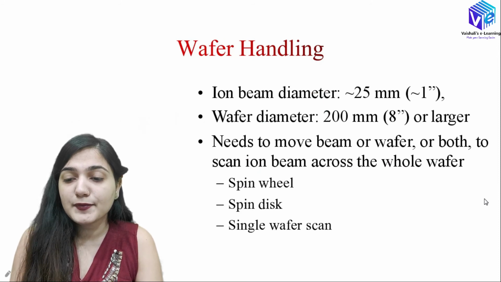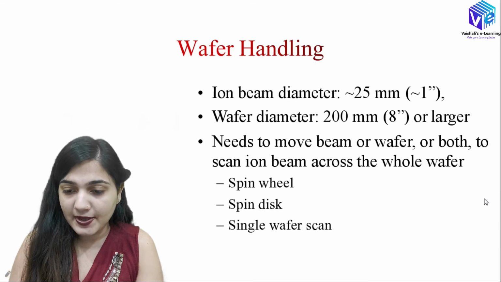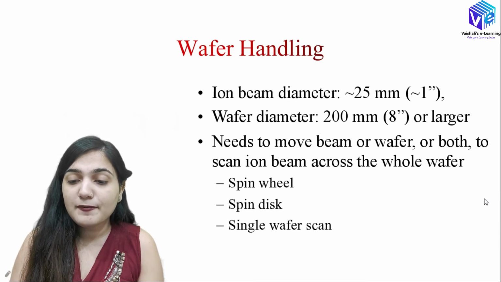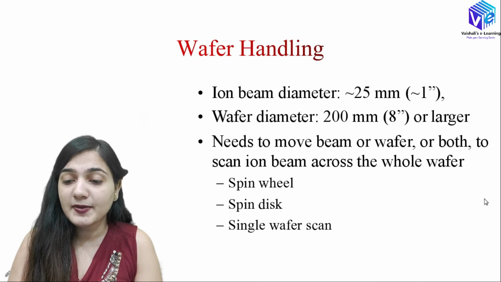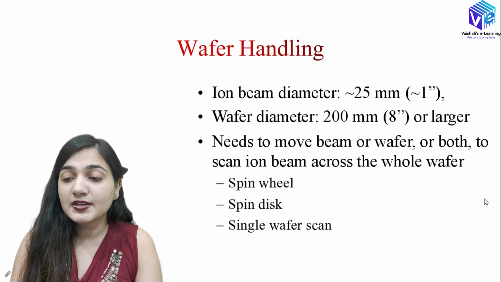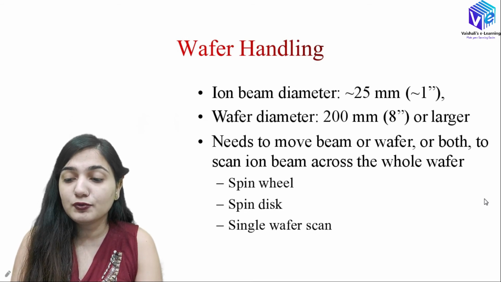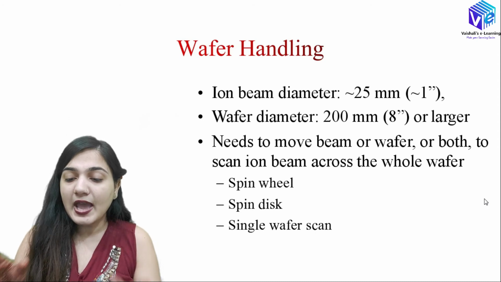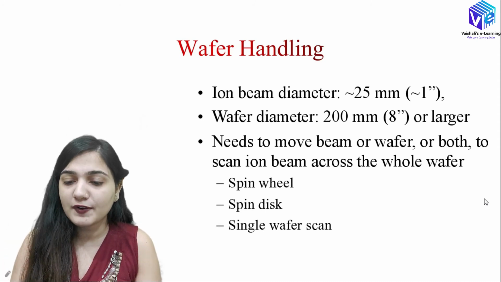Now coming to the wafer handling. Here I am using an ion beam diameter of around 25 mm, and the wafer diameter is around 200 mm, which means it is around 8 times larger. So we need to move to a beam which is even smaller than this, to make smaller and smaller feature sizes.